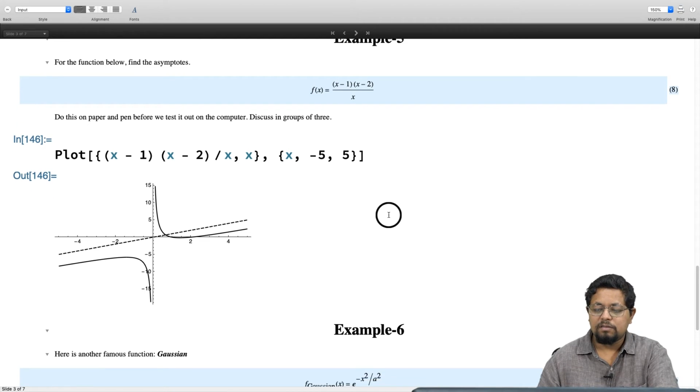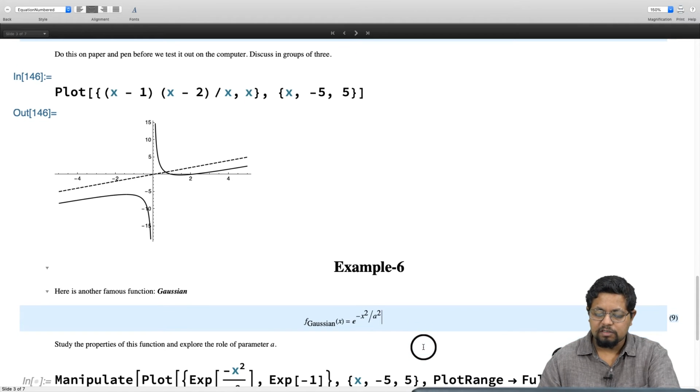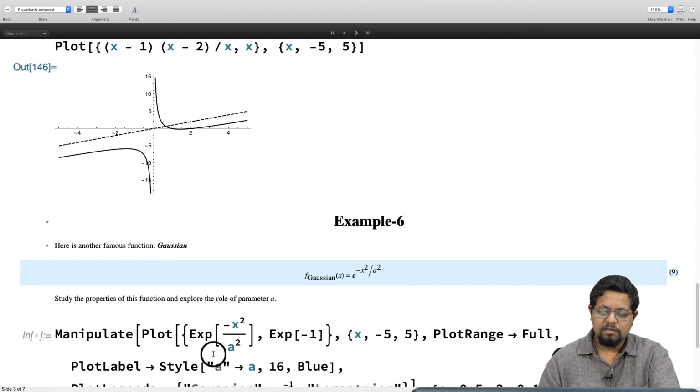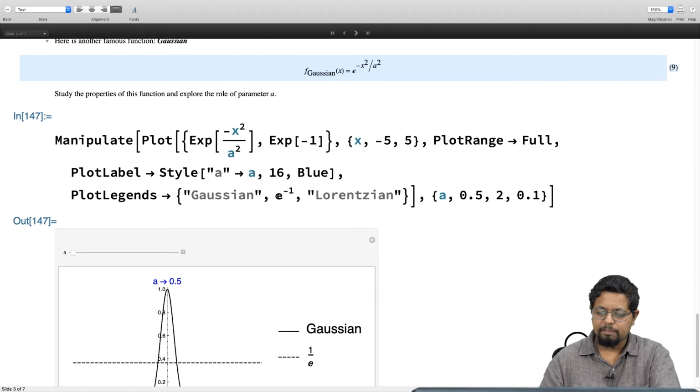This time we'll take a famous function called the Gaussian. You may be familiar with this function. If not, the Gaussian is given by exponential of minus x squared by a squared. Let's understand the salient properties of this function. So let's go ahead and plot it, this time with a Manipulate, and we'll manipulate the parameter a in the range of 0.5 to 2. Let's go ahead and plot it.